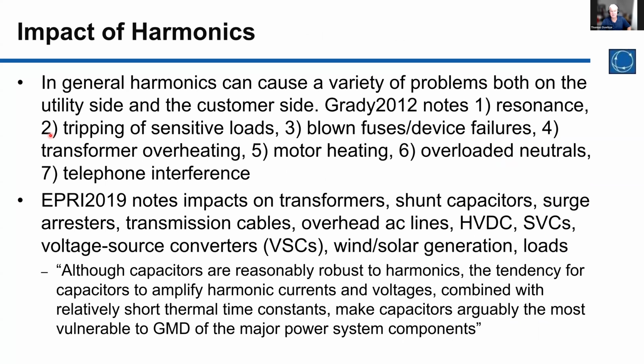And with GMDs, you get impacts on transformers, shunt capacitors, pretty much everything listed there. But the document notes, although capacitors are reasonably robust to harmonics, the tendency for capacitors to amplify harmonic currents and voltages, combined with the relatively short thermal time constants, make capacitors arguably the most vulnerable to GMD of the major power system components. So our initial focus here is going to be what the harmonics do to the capacitors, with the idea that this could be expanded to consider other devices as well.